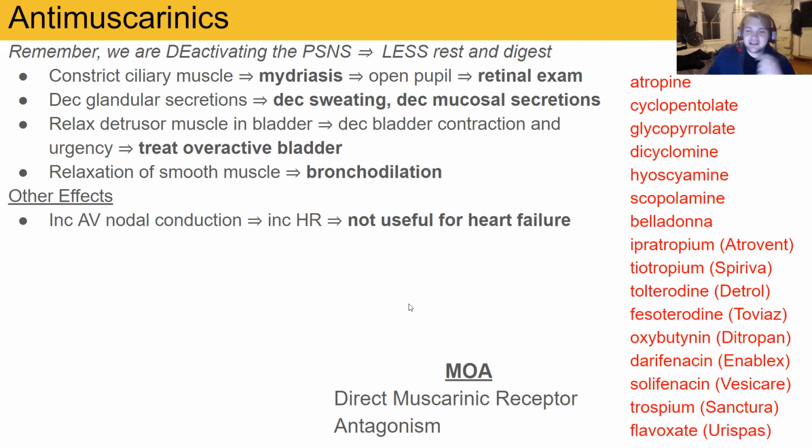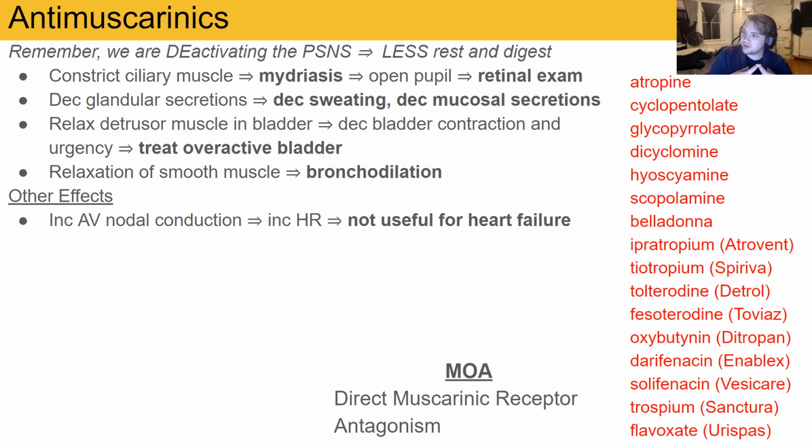When we think about the antimuscarinics, we can think about the opposite effects of the muscarinic agonists, right? We're going to be constricting the ciliary muscle. So what that's going to do is it's going to cause the pupil to open up. That word that we're going to use to describe the pupil dilating is mydriasis. So miosis for constricting the pupil, mydriasis for opening the pupil. And this is useful for when we want a retinal exam.